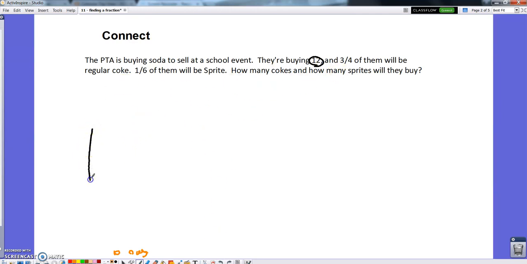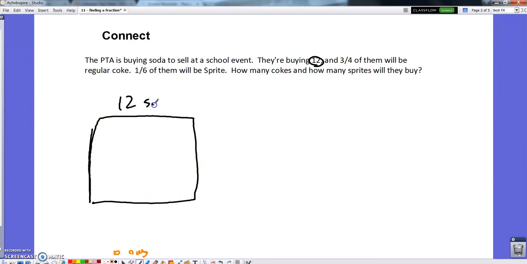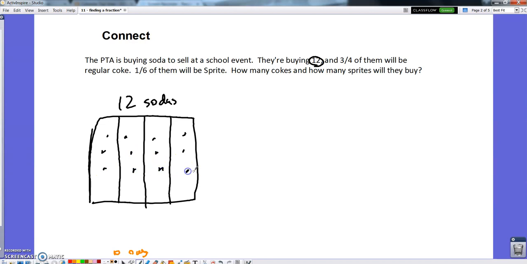So one was we said, okay, well, if they're buying 12 sodas, we did the visual. And so there's going to be 12 sodas here. And since we're talking 3/4 of them will be Coke, we divided this into fourths. And we put them all in here. 1, 2, 3, 4, 5, 6, 7, 8, 9, 10, 11, 12. And we did it with 24, but this way we said, all right, 3/4 of them are Coke. 3 of the 1/4 groups will be Coke, and the other will be other. And so there would be 9 Coke.